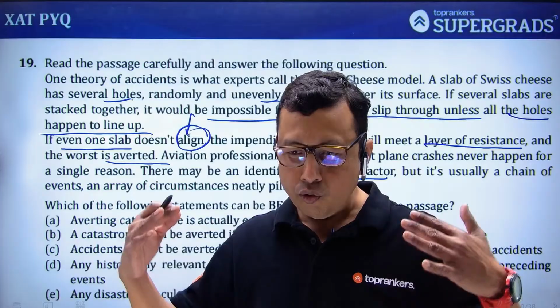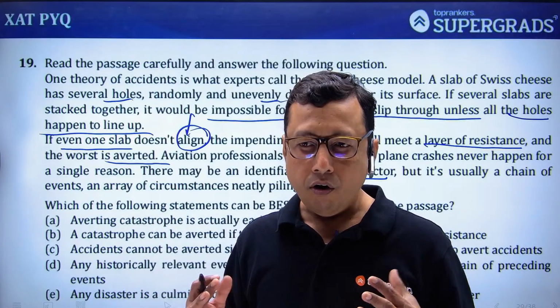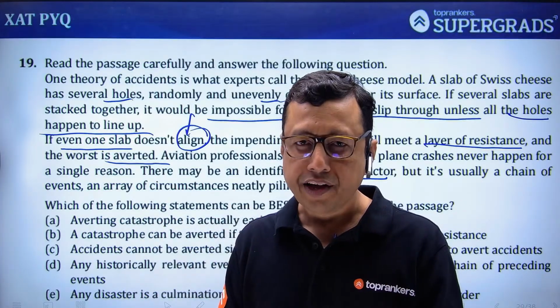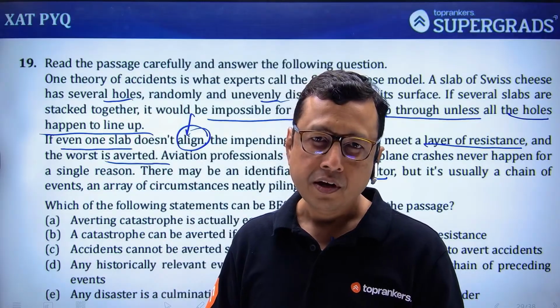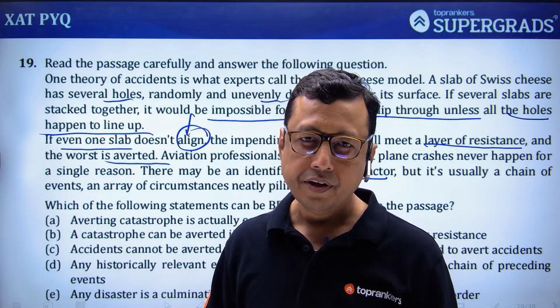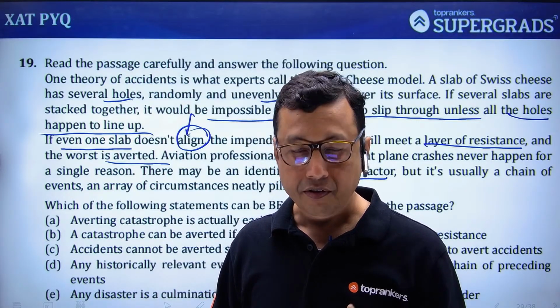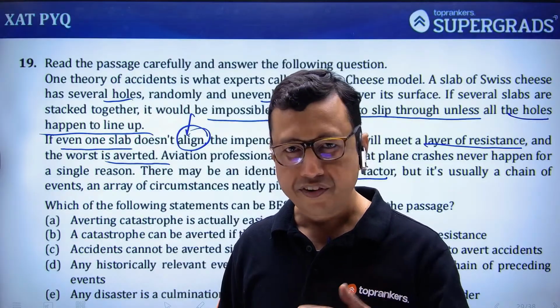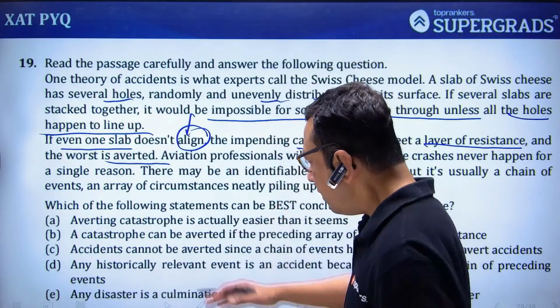Right. So there you are. All the circumstances should contribute to the accident. Only then the accident takes place, or the worst thing happens. Otherwise, the worst thing is averted. There is a layer of resistance. That's the idea. Now let's look at the options.